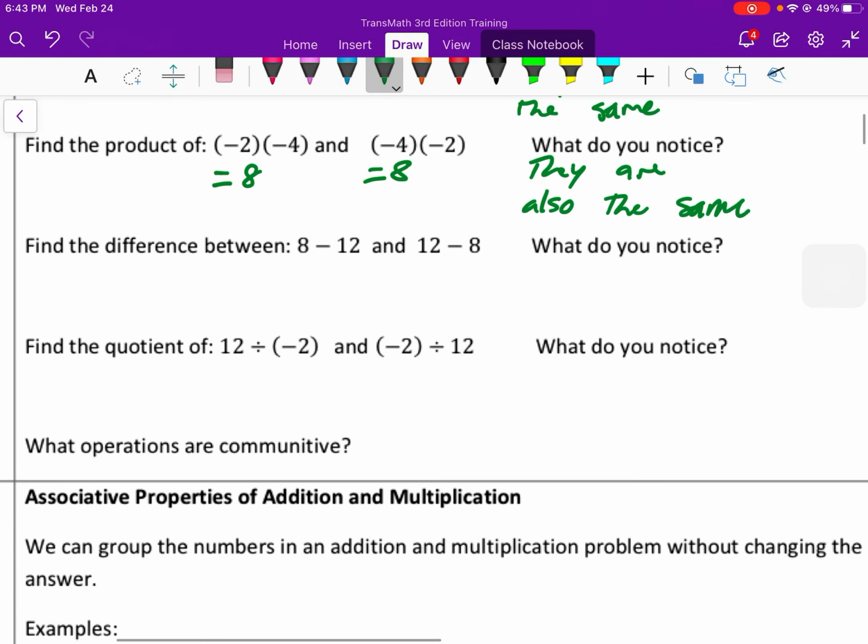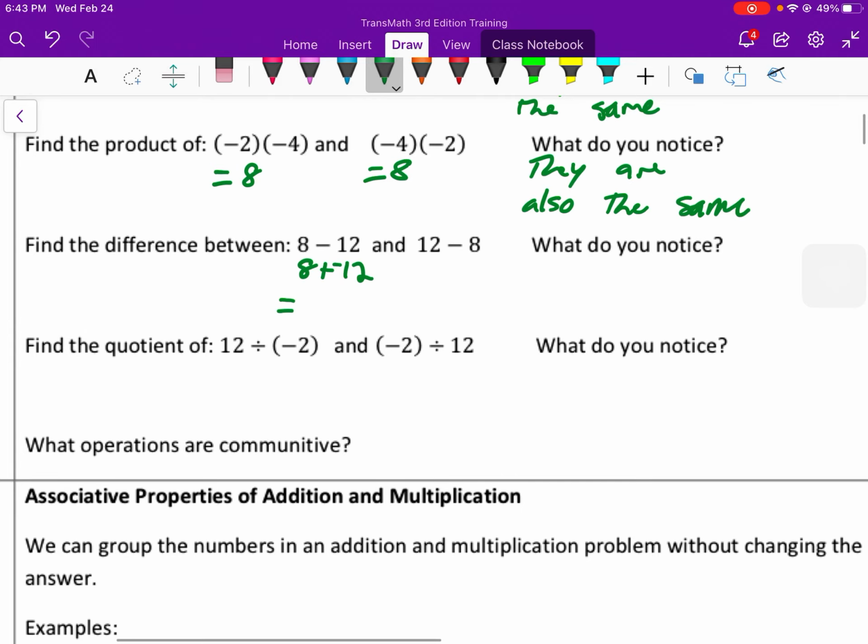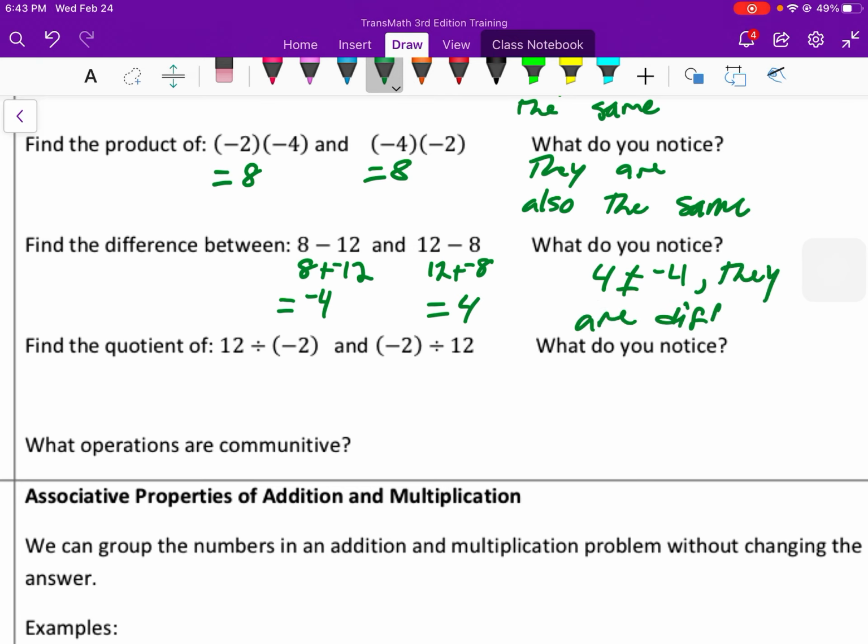Find the difference. So we can rewrite this as 8 plus a negative 12. We're looking for the difference, and the greater sign is negative. So the difference is 4, and it's a negative 4. The difference for this one, 12 plus a negative 8, however, now the positive is bigger, so that would be a positive 4. So what do we notice here? 4 does not equal negative 4. So they are different here.